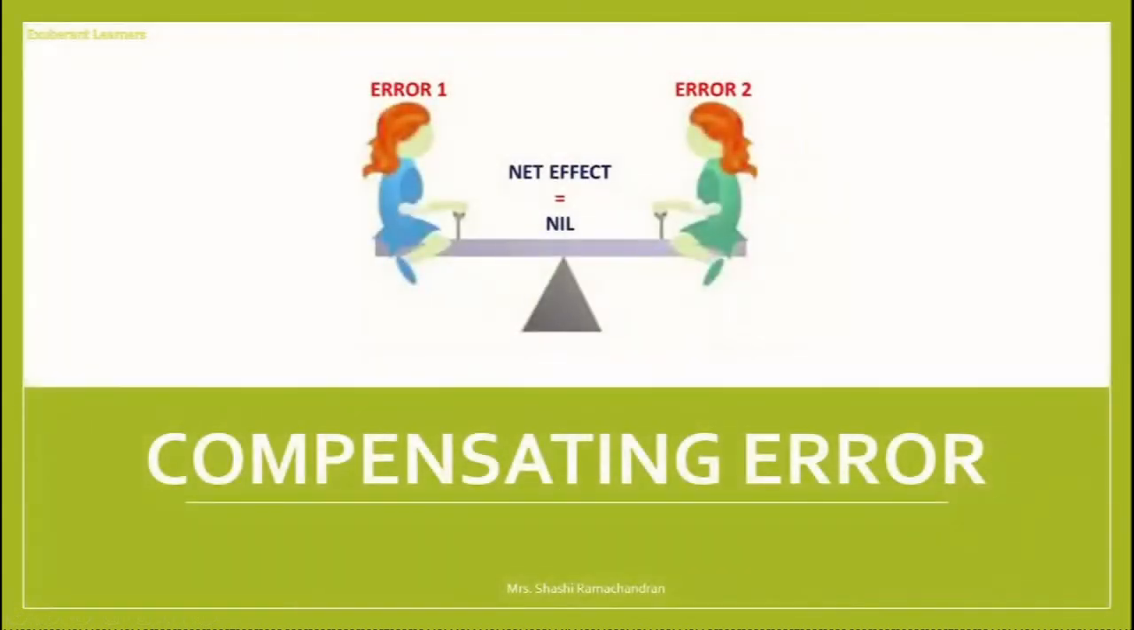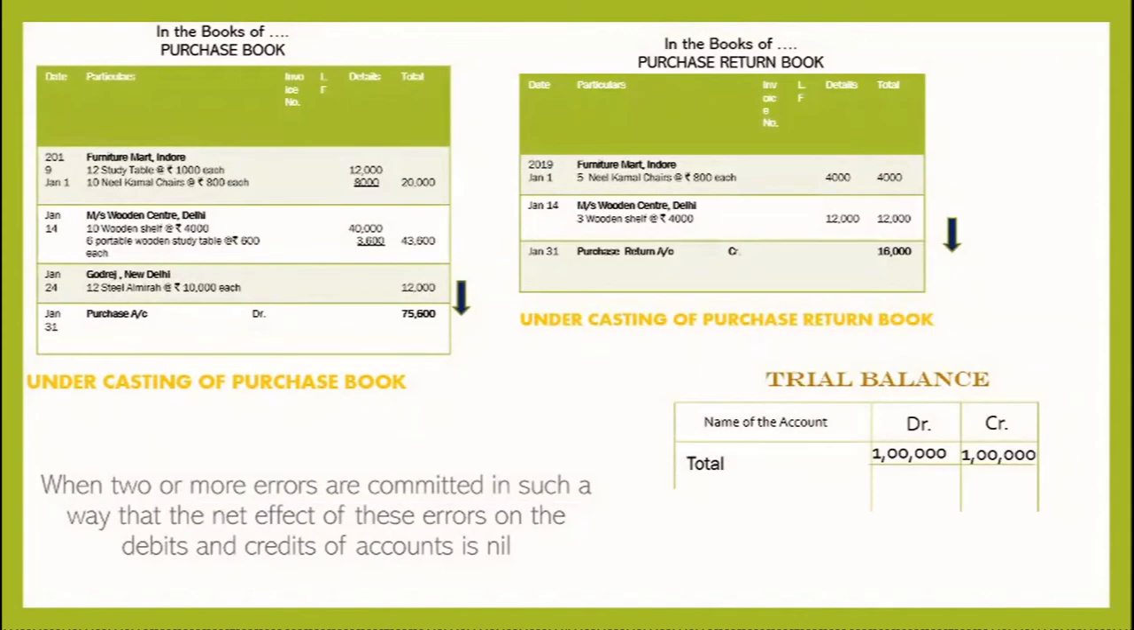Then comes compensating error. Compensating errors, as the name says, mean that one error compensates the other error, and the effect is nullified. There is no effect, like one error is compensating the other error and there is no effect at all.